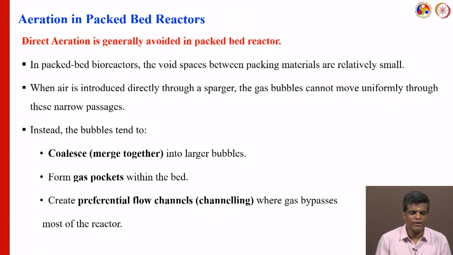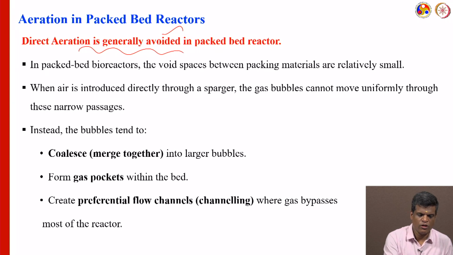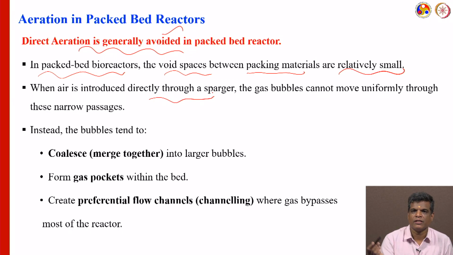Then why do we want to discuss aeration in the packed bed reactor? There are two types of aeration, one is direct aeration and the other is indirect. But generally, direct aeration is avoided in packed bed reactors. In packed bed bioreactors, the void spaces between the packing material are relatively small. When air is introduced directly through the sparger, the gas bubbles cannot move uniformly through these narrow passages.